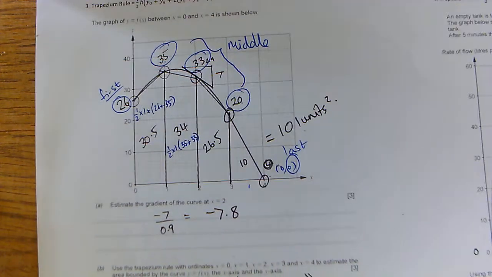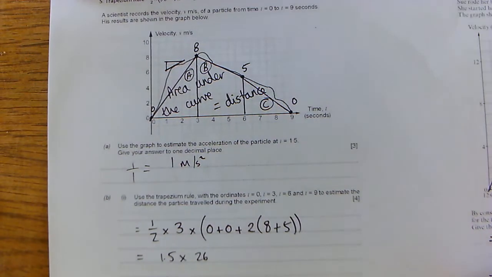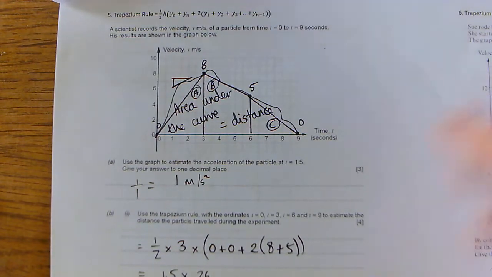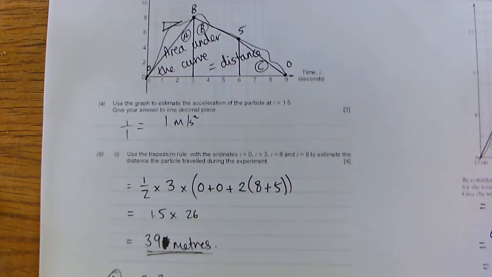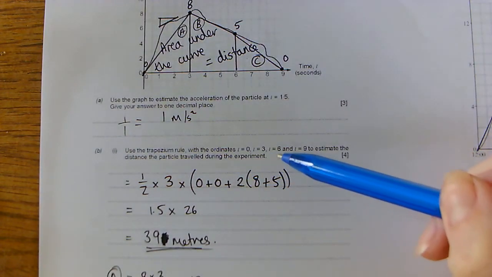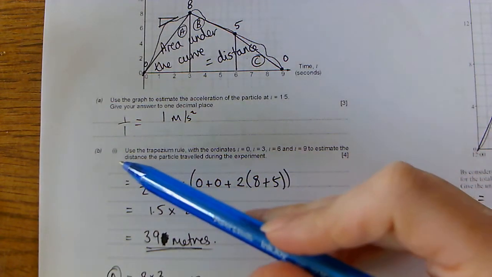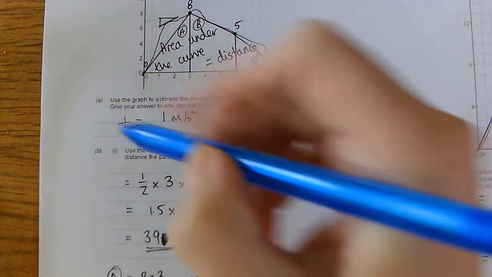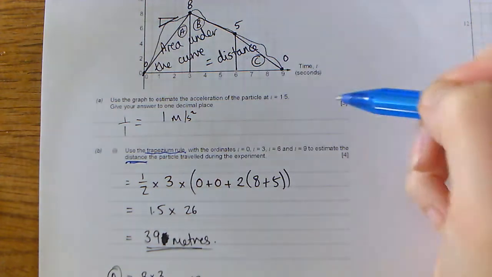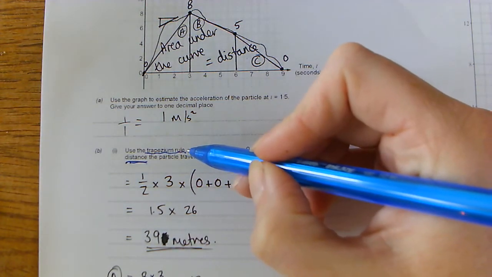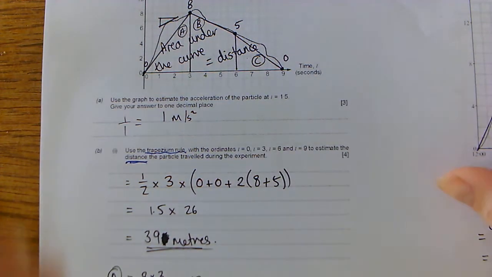And then the one final point that I just wanted to make was that when you have a velocity time graph, the area under the curve is equivalent to the distance. So with this question here, question 5, it asks you to estimate the distance that the particle travelled, and so to estimate the distance, that means that we're going to have to use the trapezium rule. It does tell you that in the question here, but it won't always do so.